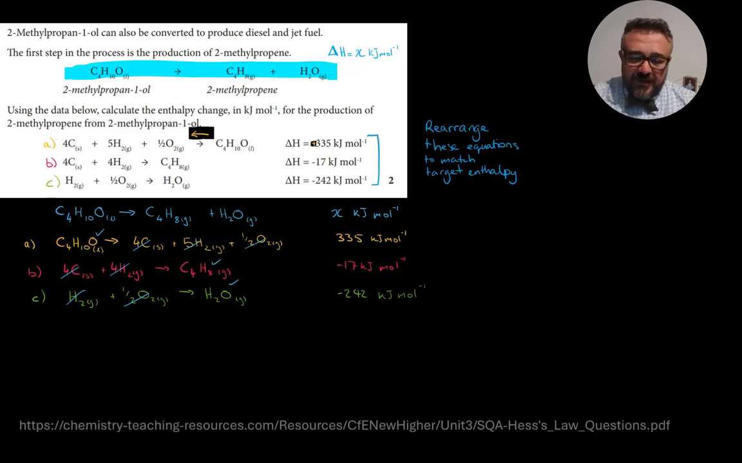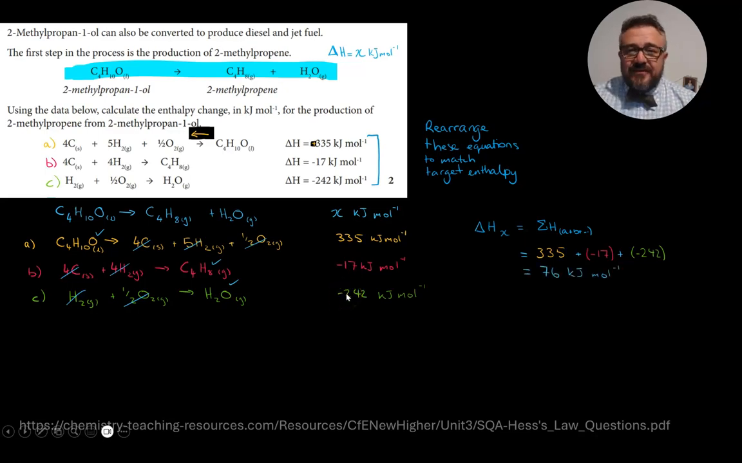Good. That's all we need. Okay, we've got everything we need. Bang, it all works out. Our working's going to be good. So, because delta H X equals the sum of A, B, C, all the way across, we just have to add them together. 335 plus minus 17 plus minus 242 gives us 76 kilojoules per mole. That's it. A nice and straightforward one. Let's see what we've got next.